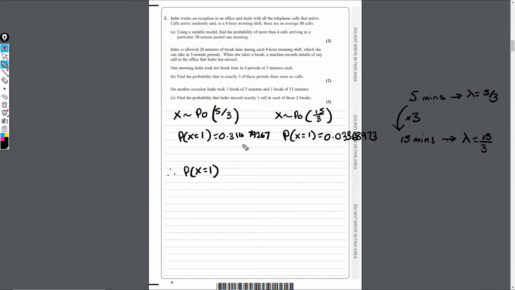So therefore, my final answer, the probability that X is equal to 1 in both, is going to be this times this. So it's going to be 0.3147927 times, so I'm going to write all this out just to show clearly, 0.03368973. Performing this calculation now, you're just going to get 0.0106. And there we have it, that's question 2 fully complete.